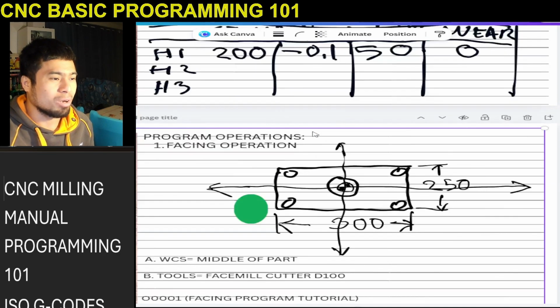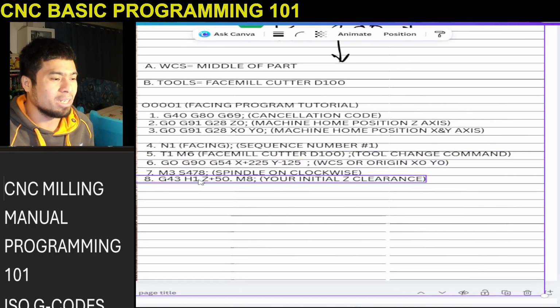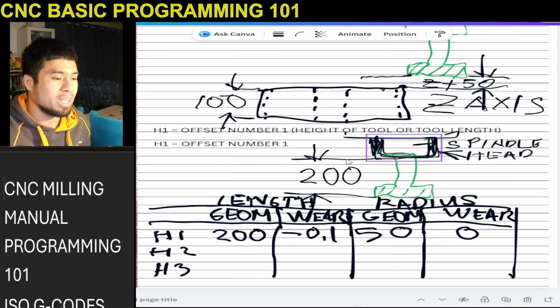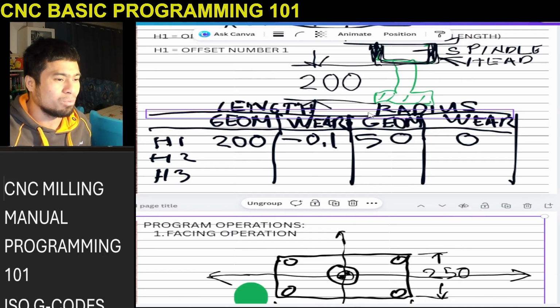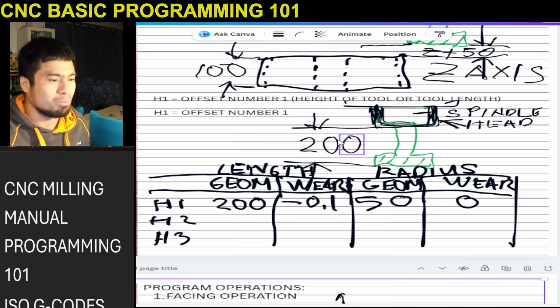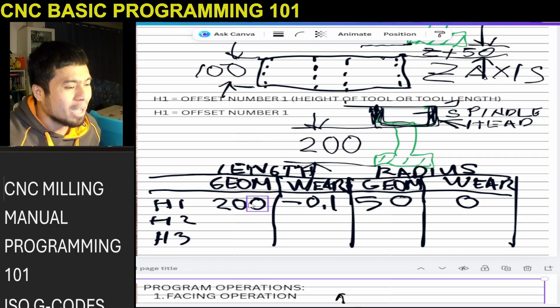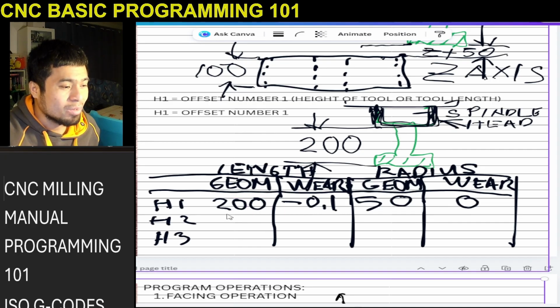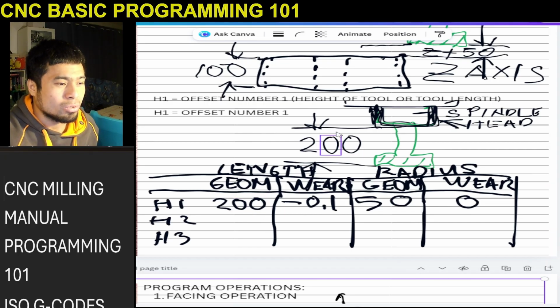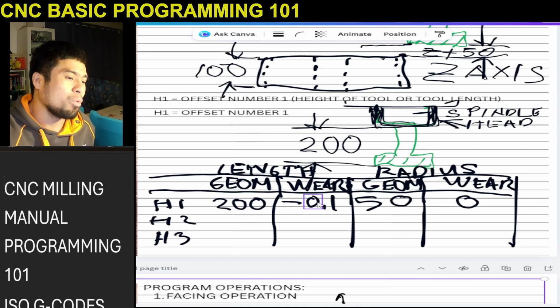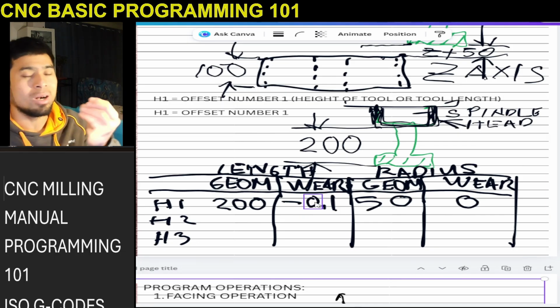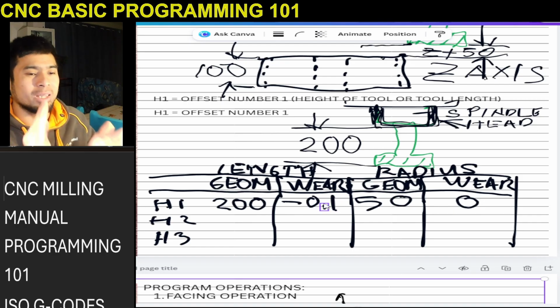it always has a corresponding H1 at the side, which we explained from our previous blog. When in our highlights, that H1 is the value of your tool length, which is this 200, and of course H1 is in your tool height, which is this 200. That is your tool height, and the wear is used to adjust incrementally a small amount if you want to target a specific adjustment to your job.